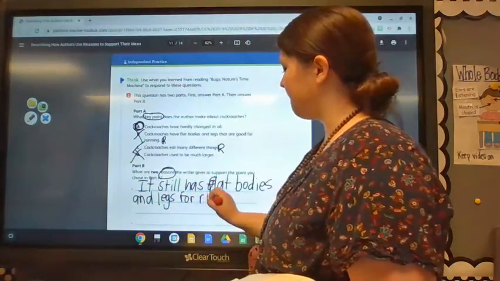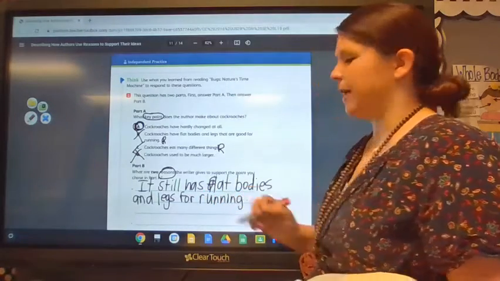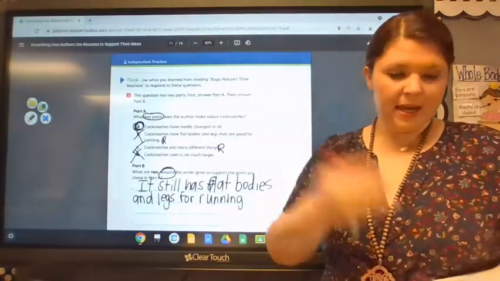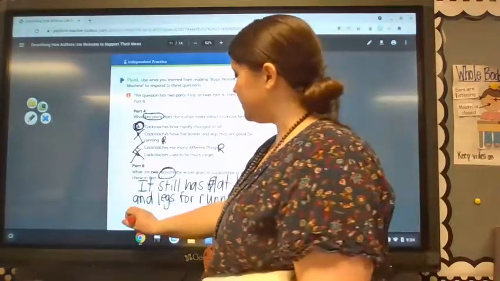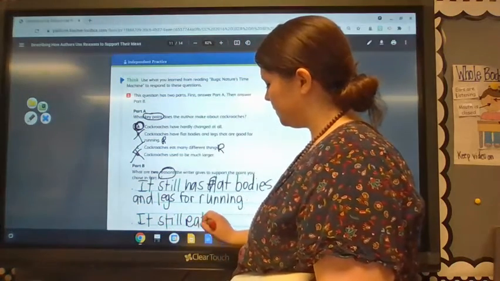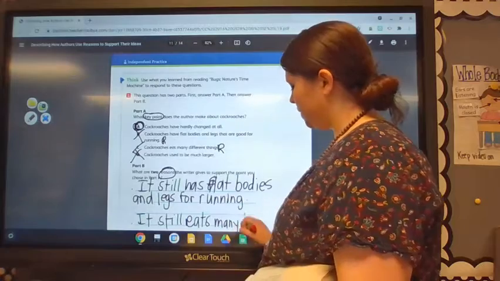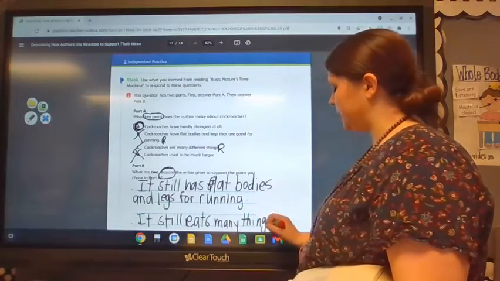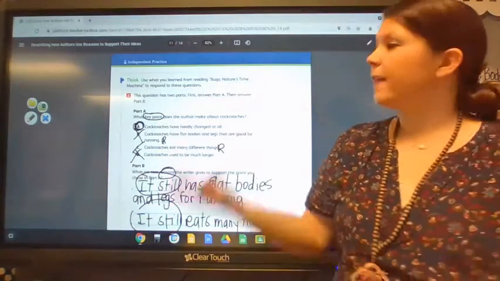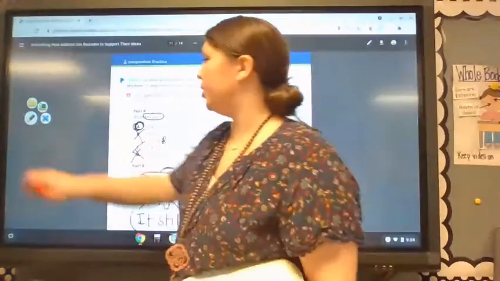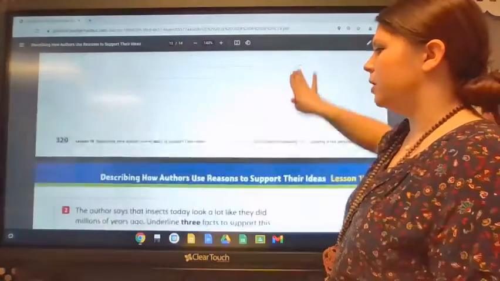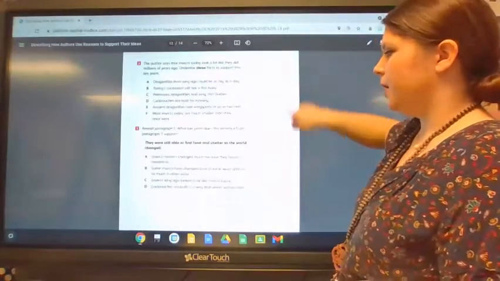That's one reason. What's another reason that cockroaches have not changed much? Remember, there's another sentence that says it's still what? It still eats many things. So that is another reason that's telling us that it hasn't changed. And remember, still, it's still, okay? All right, now let's go ahead and move on to number 2, okay? That was just question 1, part A and B. Now let's move on to number 2. Oops, sorry. All right, 2 and 3.